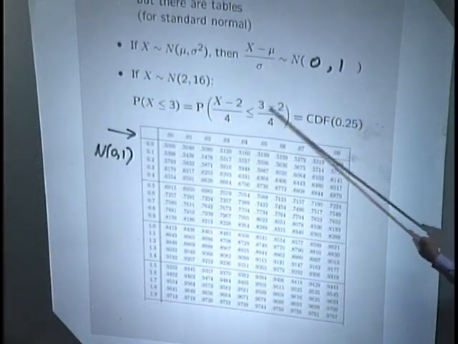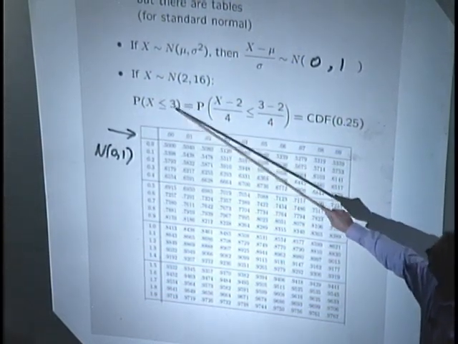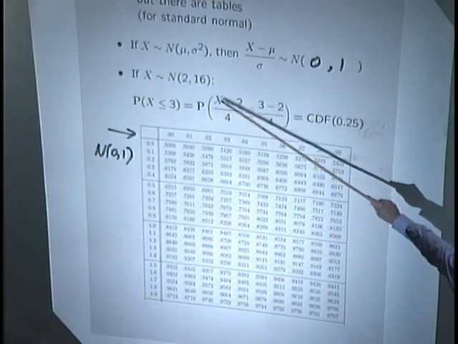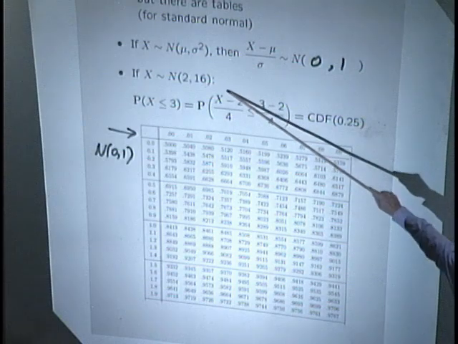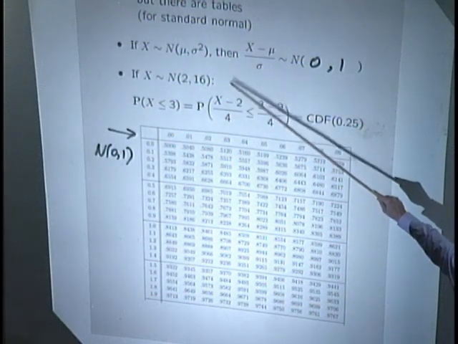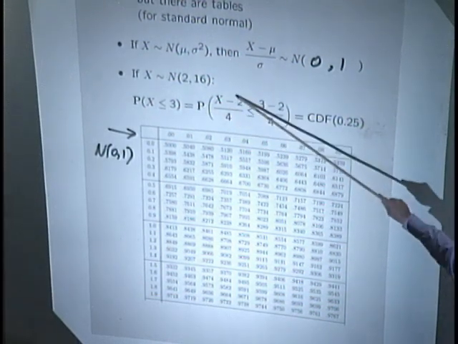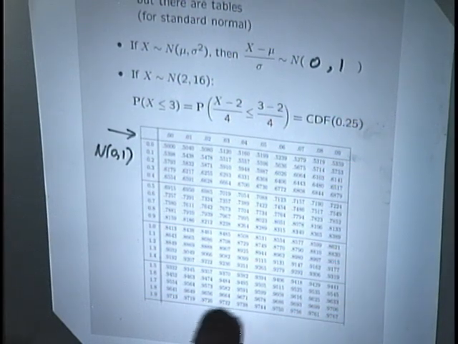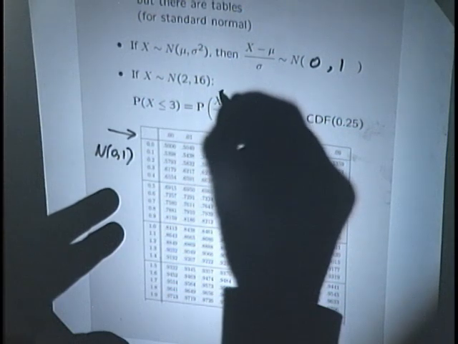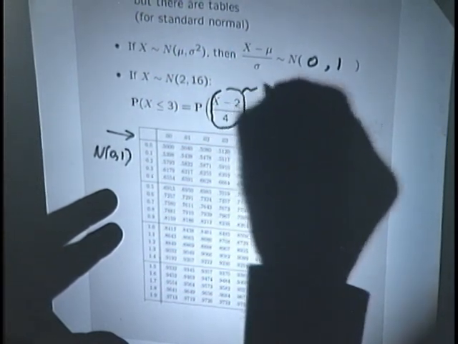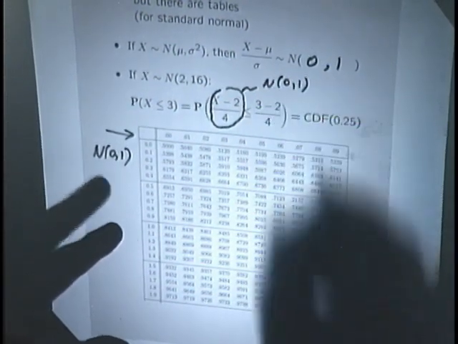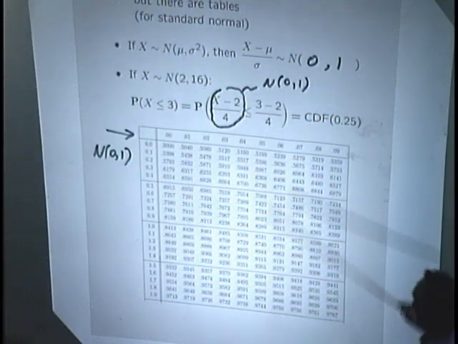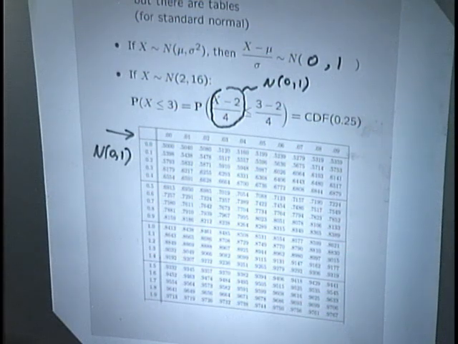Why do we like this better than that? We like it because this is the standardized or normalized version of x. We know that this is standard normal. And so we're asking the question, what's the probability that a standard normal is less than this number, which is 1/4? So that's the key property, that this is normal 0, 1. And so we can look up now at the table and ask for the probability that a standard normal random variable is less than 0.25.